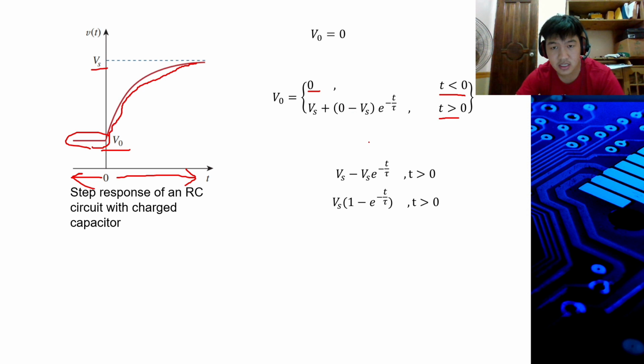tau, which is atong simplify is we can get this one, Vs minus Vs e raised to negative t over tau when time is greater than 0, or simplifying more, makawas ning kan Vs both, so Vs times 1 minus e raised to negative t over tau, and this is final outcome.